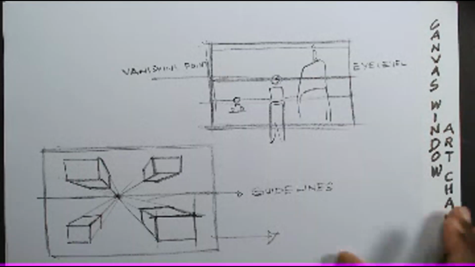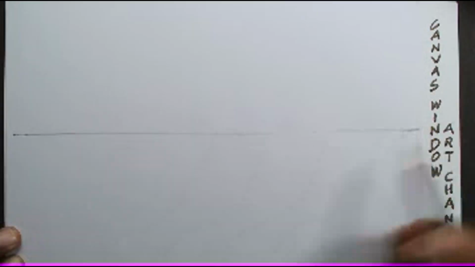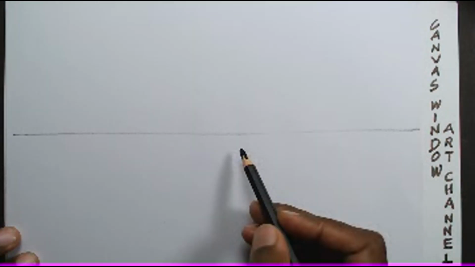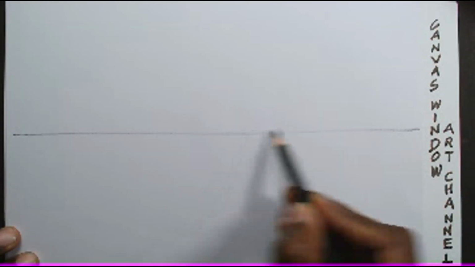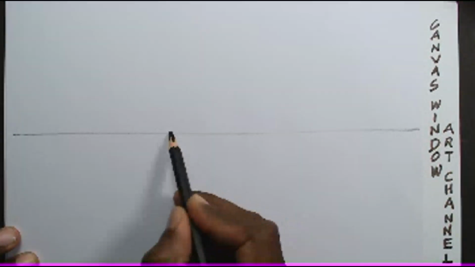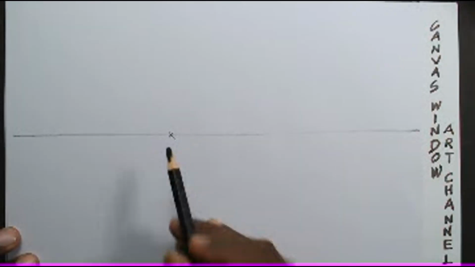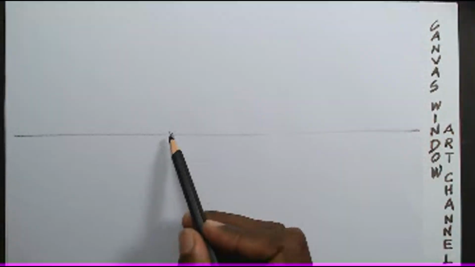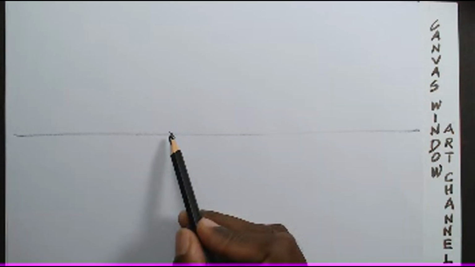Now we will go to the next one, using the same kind of approach. Now we'll make it a little bigger. I made the eye level here, and you can keep the vanishing point wherever you want on the eye level. Suppose I place it here. Keep in mind, in one point perspective, you should have only one vanishing point, and that should also be on the eye level.